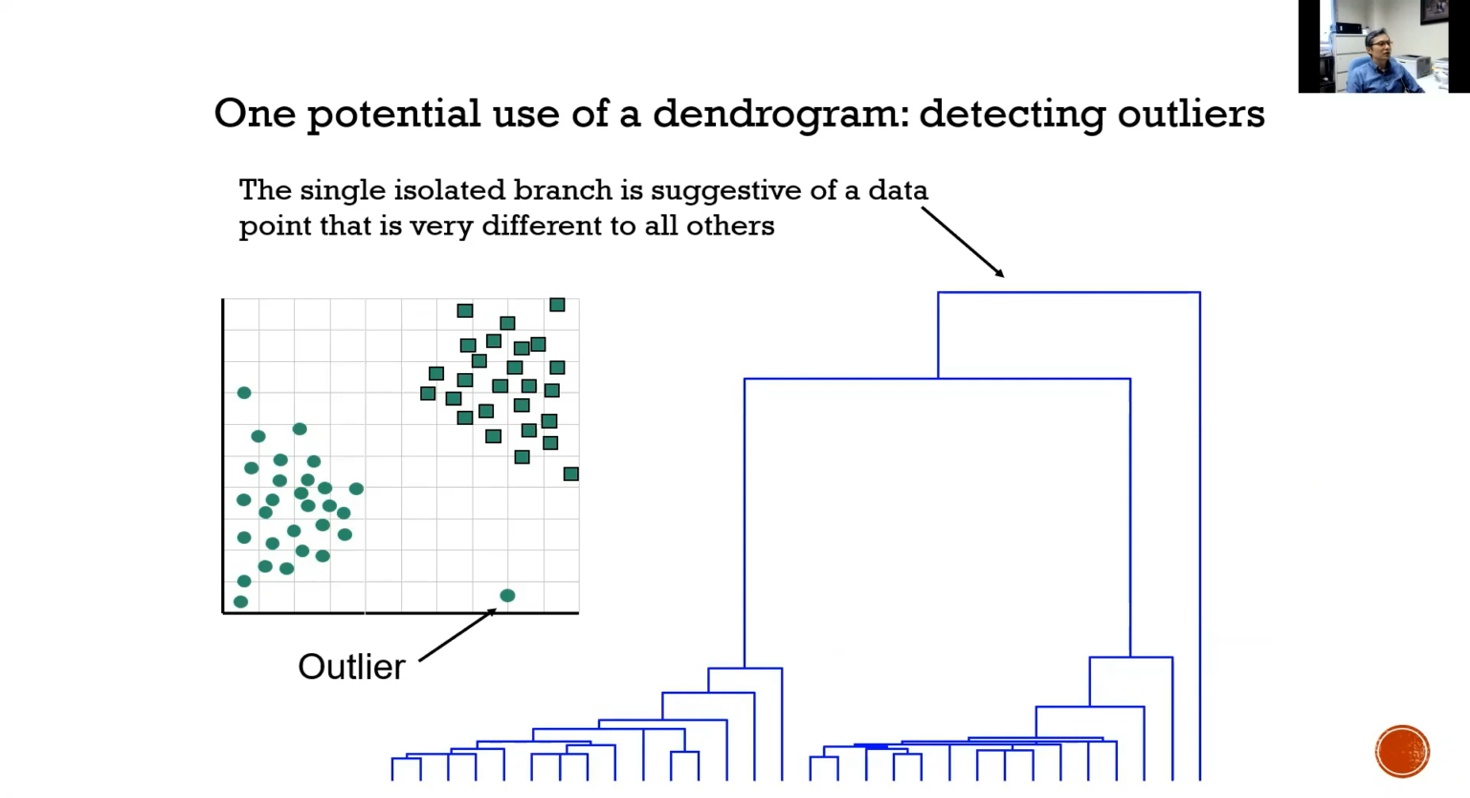And another potential use of this dendrogram is to detect outliers. This particular data point is so deviated from all other data points, no matter which group of the data points. In the tree, you can see clearly that a branch has branched out, and you can use this to identify that there's an outlier here.